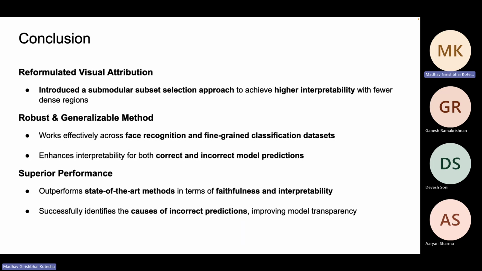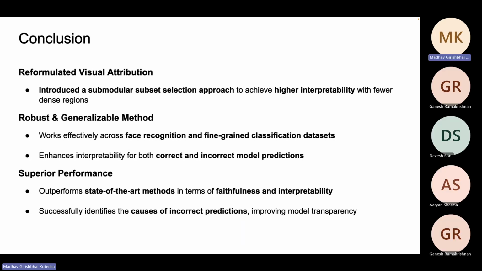I conclude that this paper has reformulated visual attribution as a submodular subset selection problem, and it has led to higher interpretability with fewer dense regions. It works effectively with the face recognition dataset and the bird dataset, and it enhances the interpretability of both the correct and the incorrect model predictions. It has outperformed the state-of-the-art method, which is HSIC attribution, in faithfulness and interpretability.